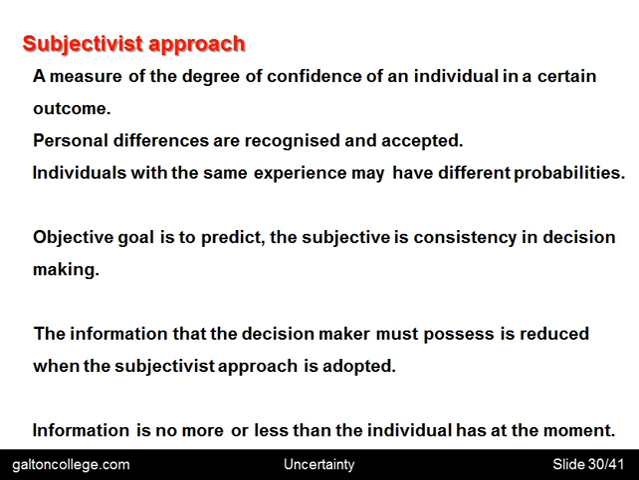Information is no more or less than what the individual has at the moment. That's what information is. We can't say that the information the person will have in the future is information, because the person hasn't got it. So we make our subjective decisions on what we know right now, not what we're likely to know in the future, because we may know something different in the future or we may not. So decisions are always based on what we know right now.